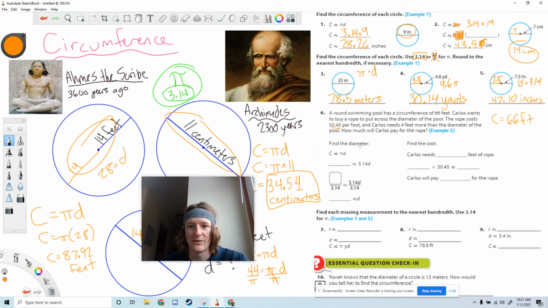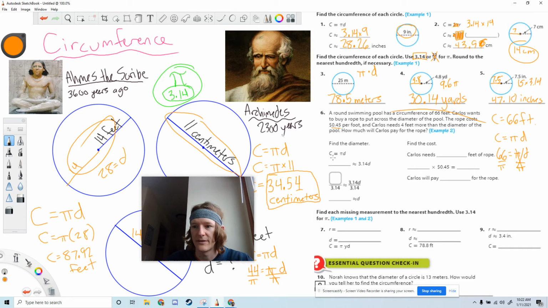So we need to find the diameter. If our circumference is 66 feet, that's C equals 66, the circumference, C equals pi times diameter. So we have 66, which was given to us. That's our circumference, equals pi times d. Remember, in our third example here on the bottom, we had to divide by pi to figure out what the diameter was. Divide by pi, so 66 divided by 3.14, we get the diameter.